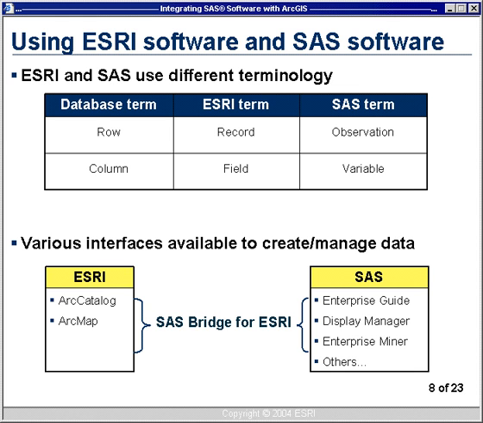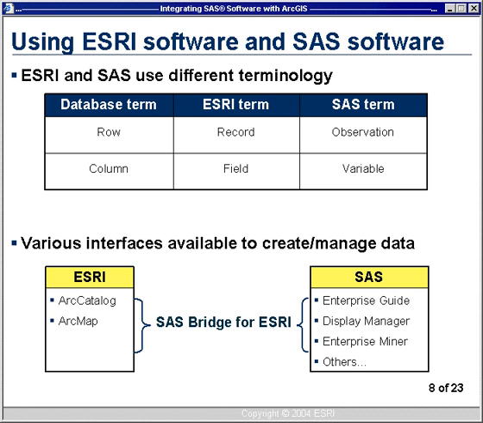Since we may have some people joining us today that either come from an ESRI background and don't have a deep background in SAS, or vice versa, I thought I'd take just a moment and define some terms. If you're familiar with the database term of a row, in ESRI software this is called a record. In SAS software this is called an observation. The database term of column is referred to as a field in ESRI software or a variable in SAS software. As we go through the rest of the presentation today, you may hear some of these terms used interchangeably depending on whether we're working in the ESRI interface or in SAS software.